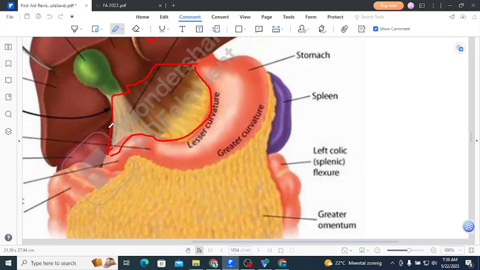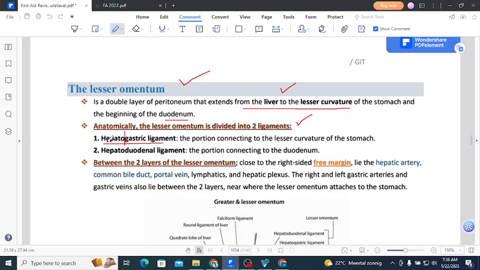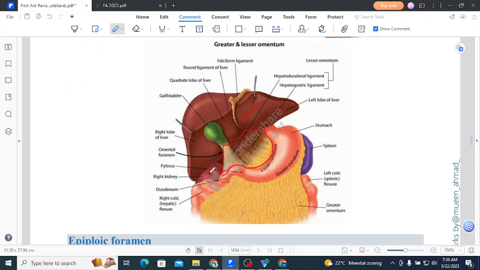We'll see that now. So here you can see the first thing was the hepatogastric ligament, the portion connecting to the lesser curvature of the stomach. Then we have the hepatoduodenal ligament, which is the portion connecting to the duodenum. Between the two layers of the lesser omentum, close to the right side free margin, lie the hepatic artery, common bile duct and the portal vein, lymphatics and the hepatic plexus. The right and left gastric arteries and veins also lie between the two layers, near where the lesser omentum attaches to the stomach. So firstly, let's talk about the portal triad that contains the hepatic artery, common bile duct and the portal vein. They are present in this free margin.